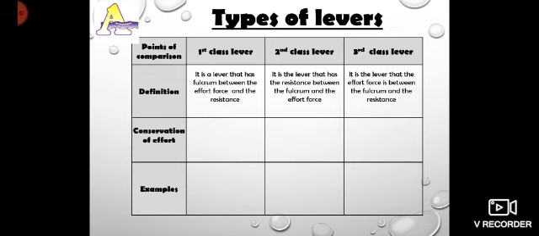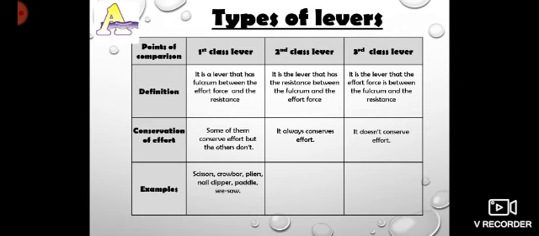Now we are going to talk about the conservation of effort for each of them. The first class lever: some of them conserve effort, but the others don't. The second class lever always conserves effort. The third class lever doesn't conserve effort at all.